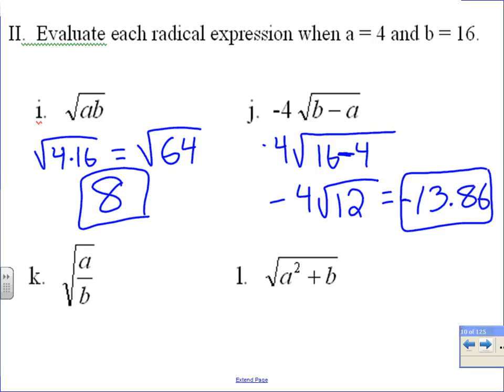Okay, letter K, square root of a over b. So let's plug in what we have. A is 4, b is 16. How do you think we simplify that? Anyone have any idea, Amberly?